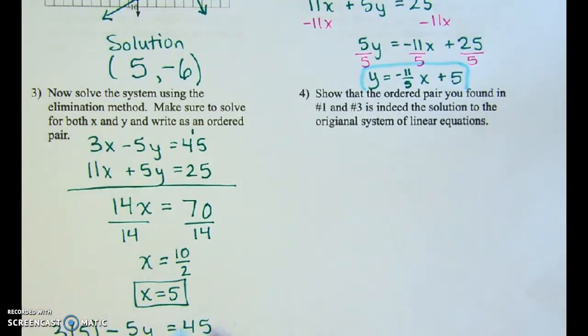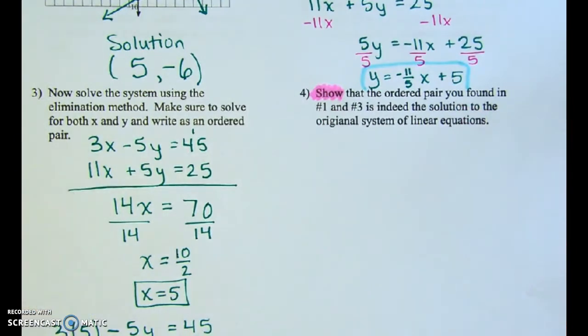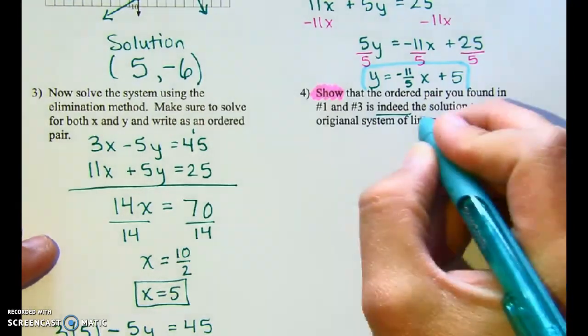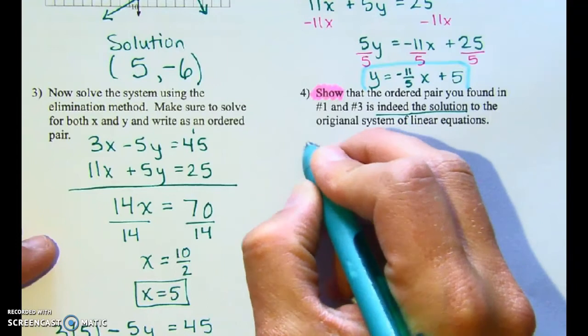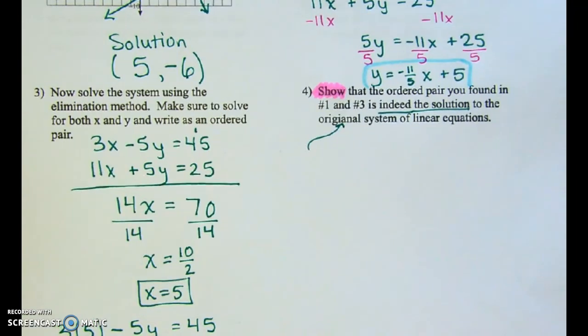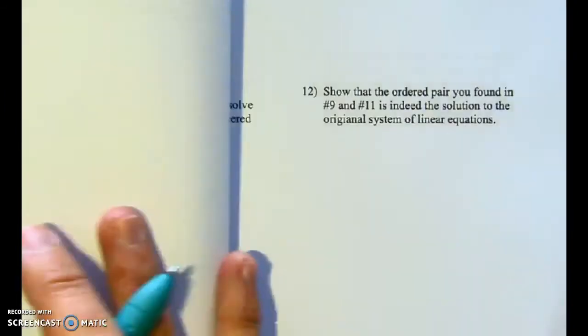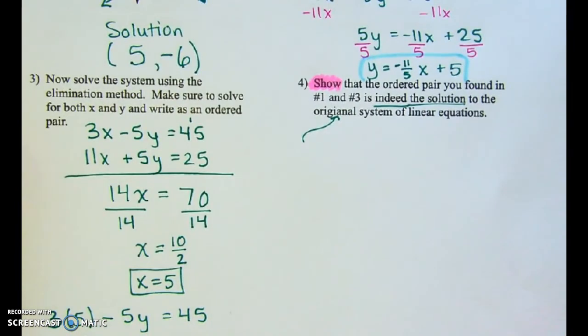Show, what are we doing now? Show that the ordered pair you found in 1 and 3 is indeed the solution to the originals. Look at that, a typo! How silly. The original system of linear equations. I wonder if that's on every packet in the whole world. On every page. Oh my goodness. How silly, Mrs. Keener. Should I throw them away and reprint? Nope. Here we go. Oh well, sorry about that.